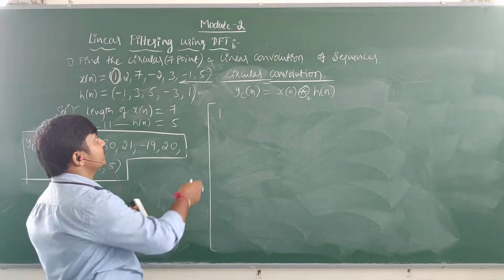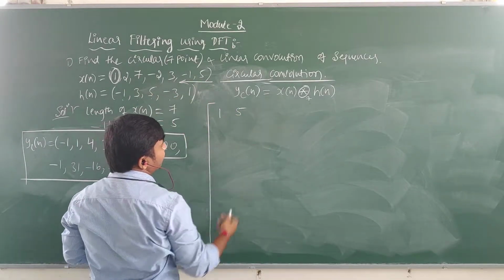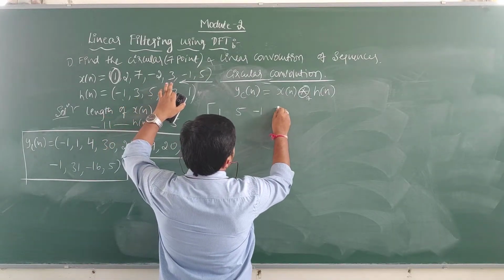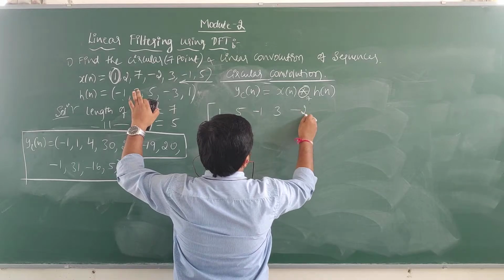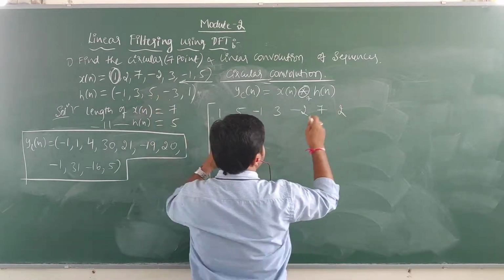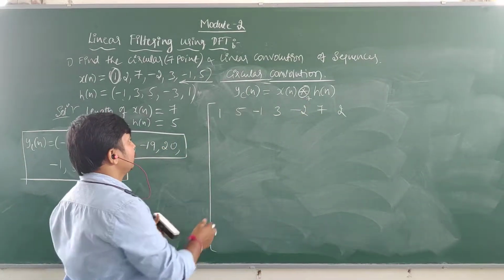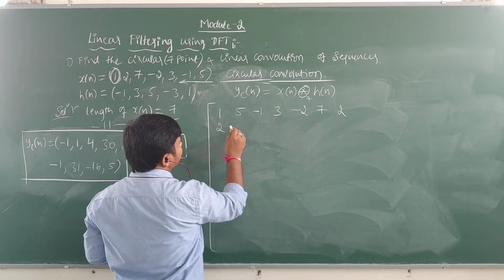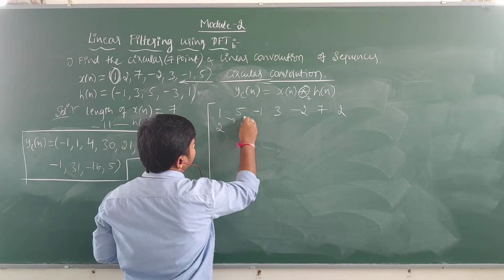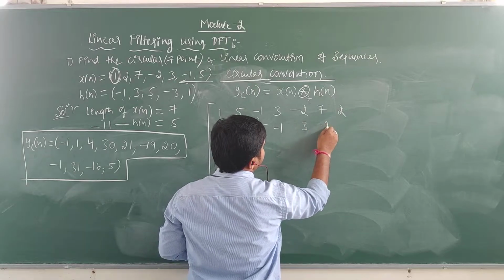Okay, so what is the last element here? 5. So from this side we need to write the remaining samples. Okay, so 5, minus 1, 3, minus 2, 7, 2. Since it is 7-point circular convolution, you need to write 7 rows. Again, that 2 is shifted to here, 1 is shifted to here, 5 is shifted to here, like that. Minus 1, 3, minus 2, 7.